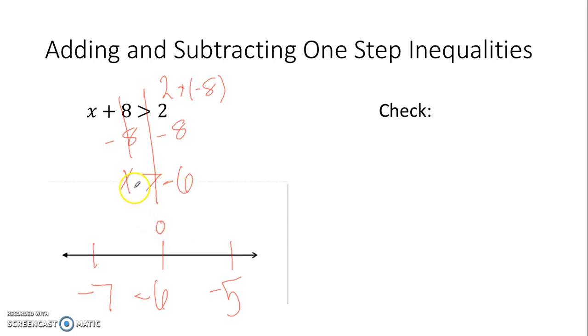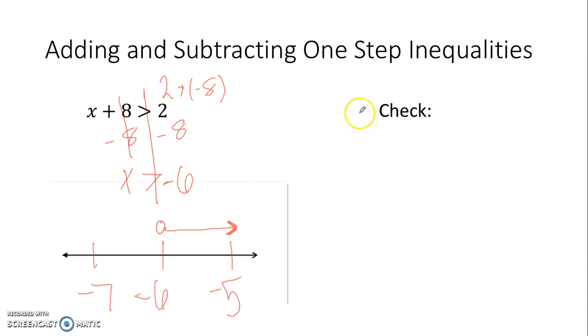Because x is greater than negative 6, that means all solutions bigger than negative 6 are going to work in this inequality. So we need to draw an arrow from this dot to the right, because as we move to the right of the number line, it gets bigger and bigger and bigger. So x equals all the solutions bigger than negative 6, but not negative 6 itself. Let's check our answer. When we check these, when it's greater than or less than, we want to do what the sign says.